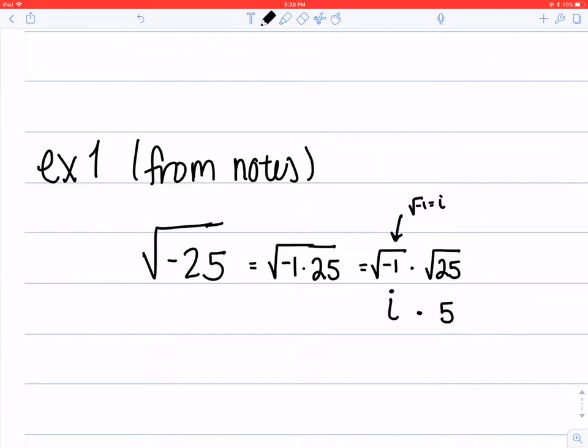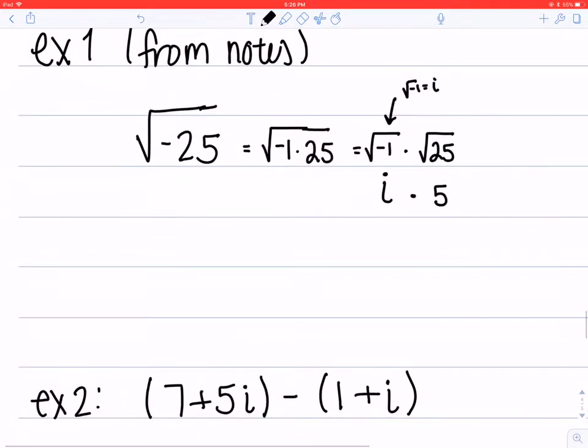So just like x's, i's work very similar in terms of how you write them and how you combine them and all that. So I wouldn't write x times 5, I would write it as 5x. So I'm going to do the same thing with the i. So the first one, I'll have 5i. That would be your final answer.